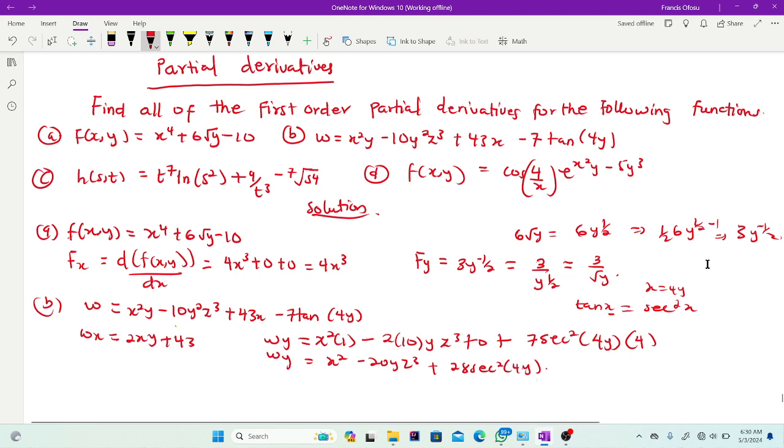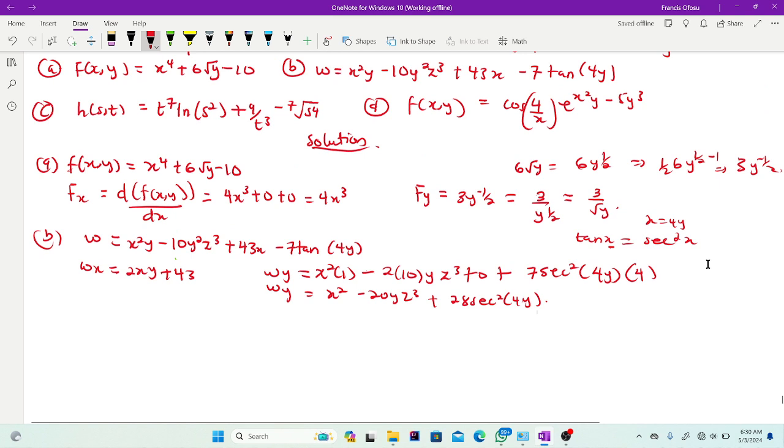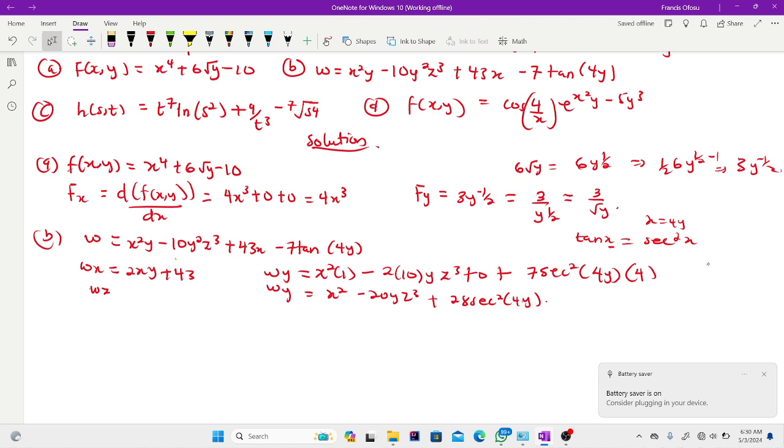So let's go to with respect to z. With respect to z, that is wz. So with respect to z, I'm going to get wz. The first expression, there's no z in it, so it's 0. The second expression, there is z here. And when I differentiate z cubed, I'll get 3z squared, right? So minus 10y squared times 3z squared.